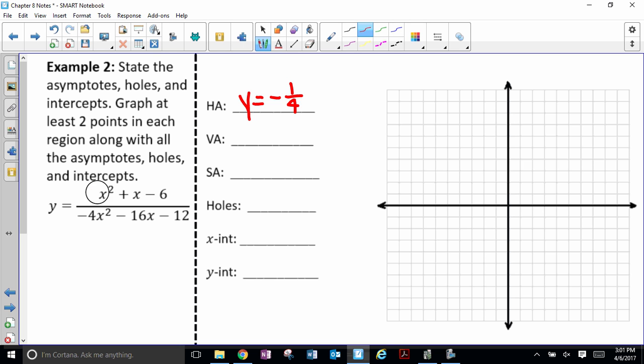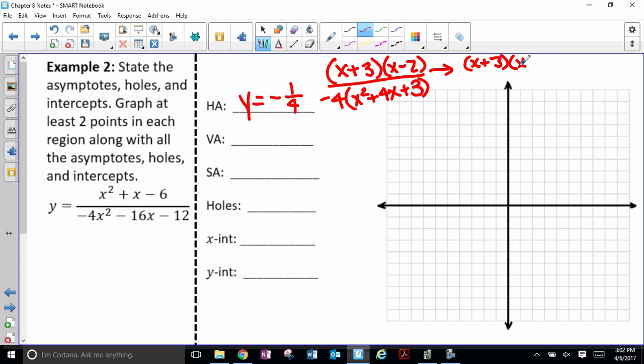Okay, for my vertical asymptotes and my holes, we need to factor. And I'm going to take out a -4. So that gives me what? x squared plus 4x plus 3. That way it's a lot easier to factor. So get out that -4 because we could divide it into every term. So then that gives us the stuff still on top.